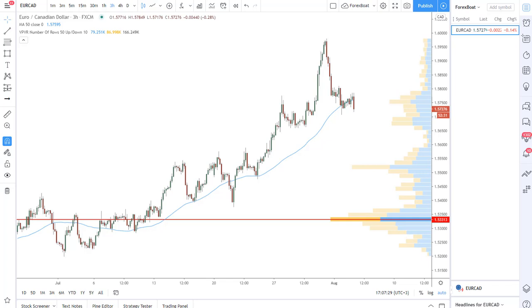Today we are presenting you another idea which is based on the euro versus Canadian dollar currency pair. And today we will start with the new format, presenting ideas.